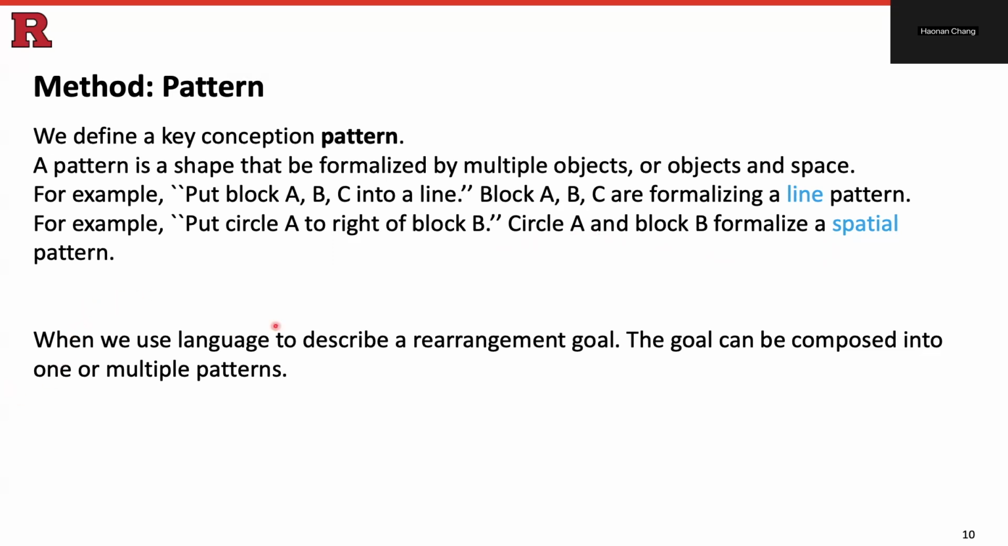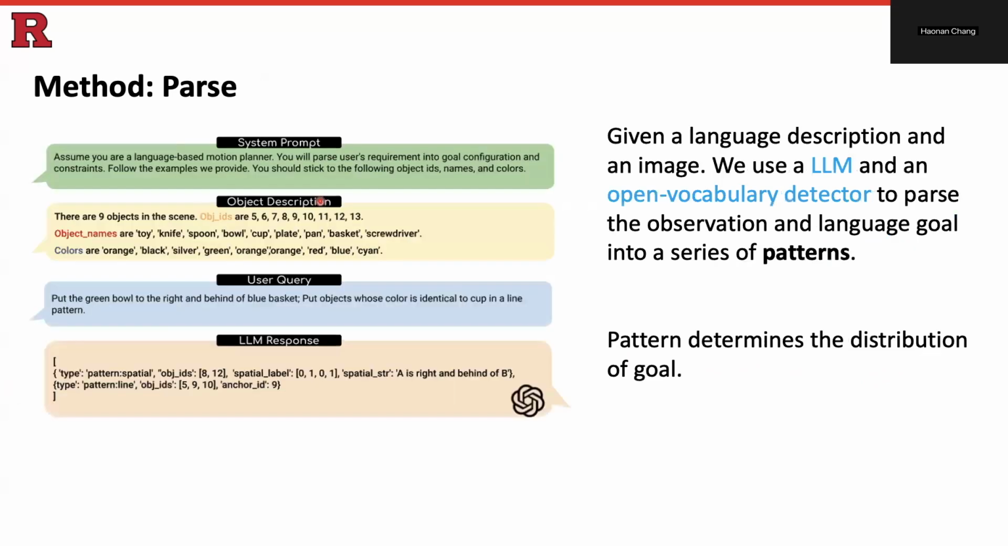So when we are using language to describe a rearrangement goal, this goal can be decomposed into one or multiple patterns. So I can put A, B, C into a line, and at the same time, I can put circle A to the right side of block B. After understanding the concept of pattern, let's talk about the detailed pipeline of LGMCTS.